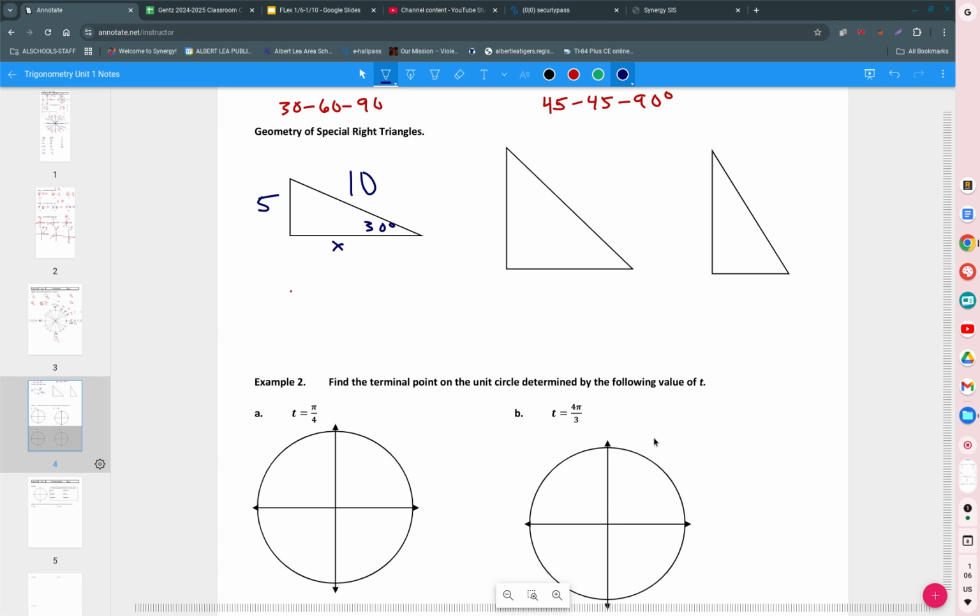Suppose that was x. I would have 5 squared plus x squared is equal to 10 squared. And you get 25 plus x squared is equal to 100. Subtract the 25, x squared is 75, and we take the square root of both sides. Hey, is there a perfect square you can take out of 75? What? 25 goes in how many times? 3. And you get x is equal to 5 roots of 3. It turns out that this side here is always that times the root of 3. Every single time. That's all there is to it.